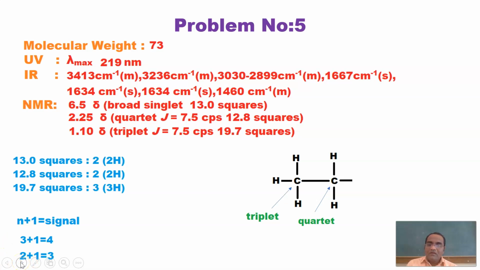Now it is showing a broad singlet, and how does this broad singlet come? So let's first calculate the molecular weight: that is 15 for the first carbon, and the second has 14. So it becomes 29 in total, and the remaining is 44.